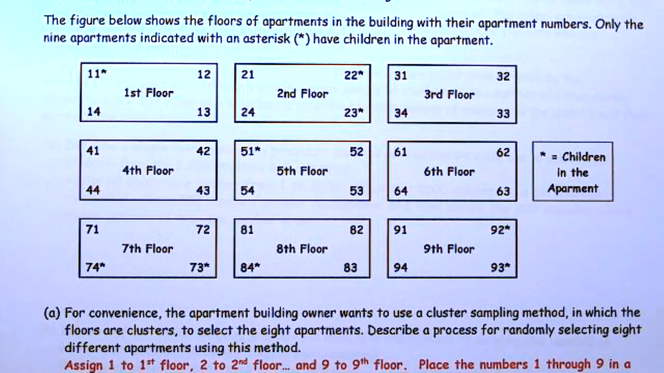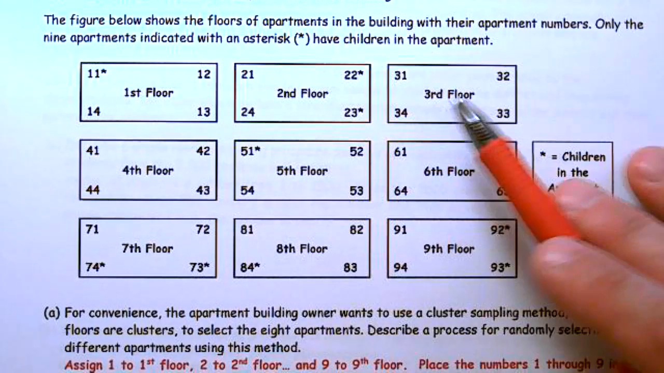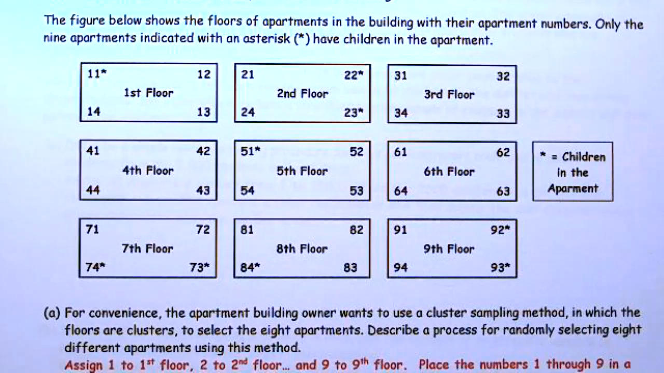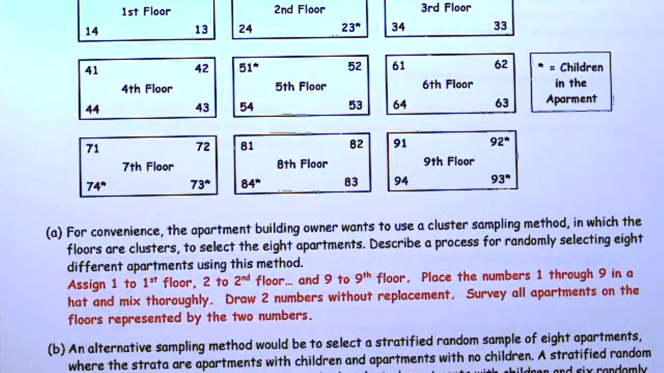Well, I would assign a 1 to the first floor, a 2 to the second floor, etc., all the way to a 9 for the 9th floor. I'd place the numbers 1 through 9 in a hat and mix thoroughly. Then I draw 2 numbers without replacement. Once I did that, I would survey all apartments on the floors represented by the 2 numbers. So basically, very simple.